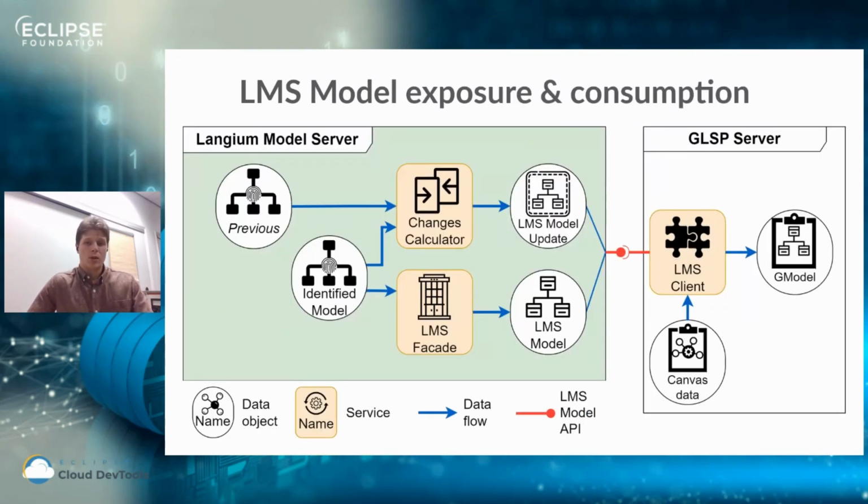These models are further exposed to external consumers, which is in this case the GLSP server, through a RESTful API. The updates are computed and sent on every cycle of document update in Langium. This is performed through the HTTP server-sent events mechanism. The GLSP server itself consumes the LMS model and combines it with diagram-specific information managed by GLSP. As an output, the GModel, which is the source model for the diagram, is constructed.